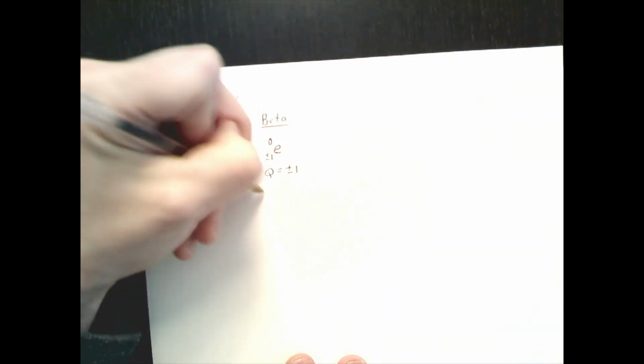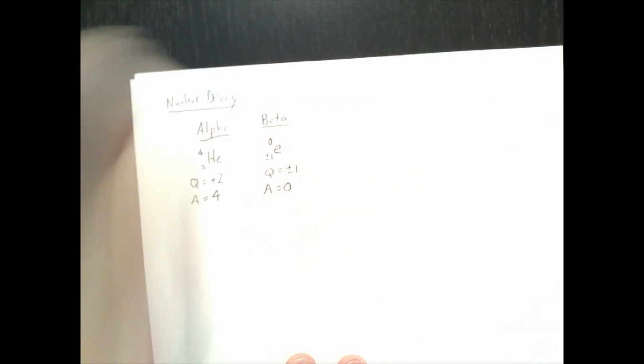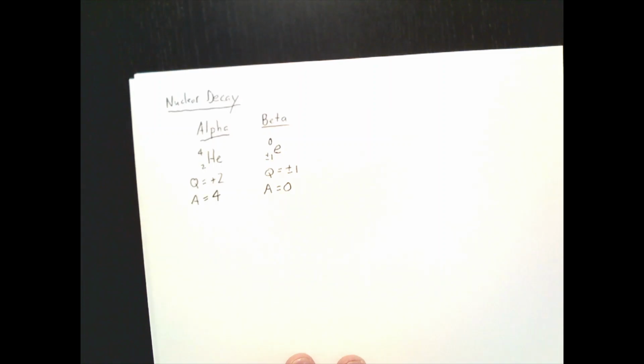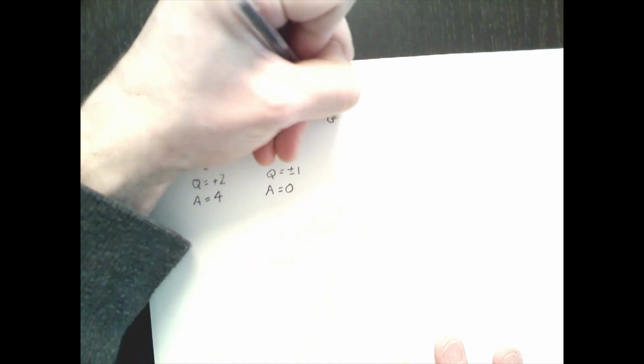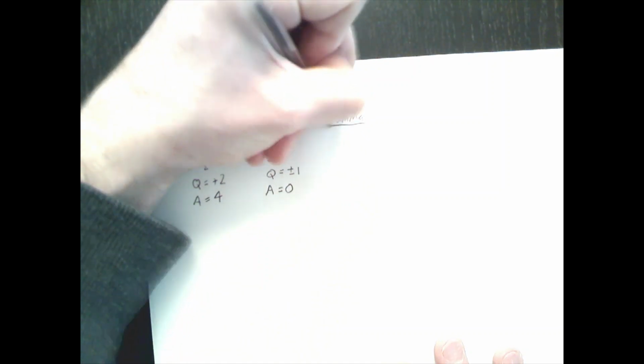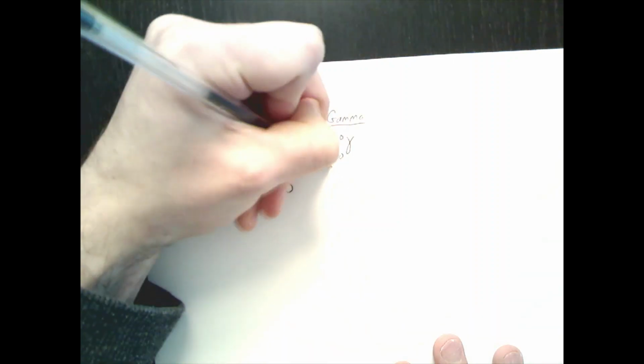So the beta particle has no significant mass. The electron, yes, it does have a mass, but it's about 2,000 times smaller than either a proton or a neutron. And so for the nucleus itself, the mass doesn't change that much. And then lastly, we have the gamma ray, which is just a photon with no charge and no mass. And therefore, gamma rays are able to penetrate through things the most readily.